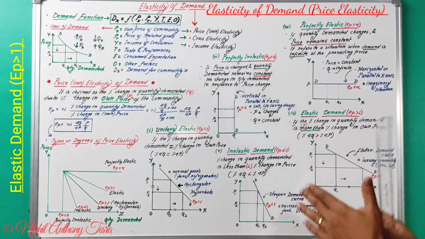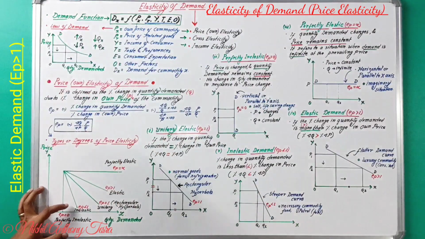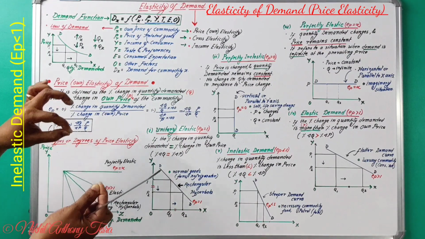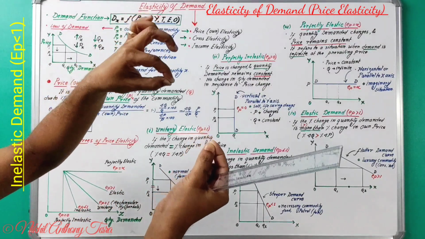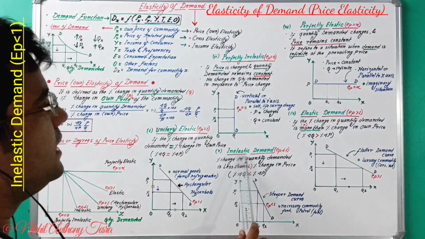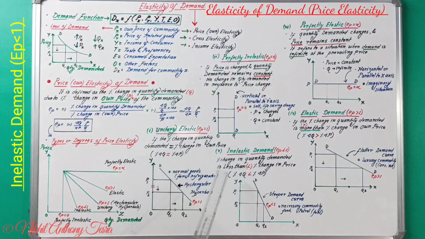Now friends, take the last one, that is EP less than 1, okay. We have inelastic demand. Let me copy this one. I have copied this, can you see this? Yeah. So I have pasted it over here. Inelastic demand, that is EP less than 1.